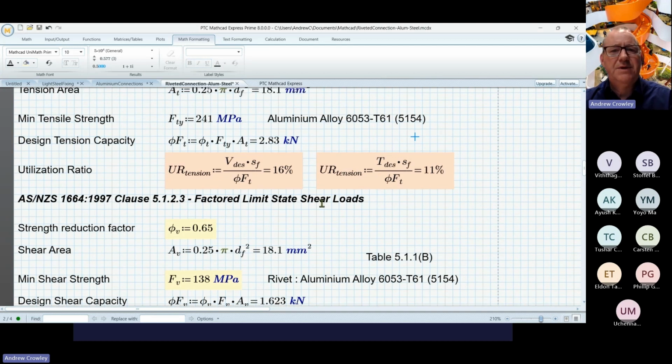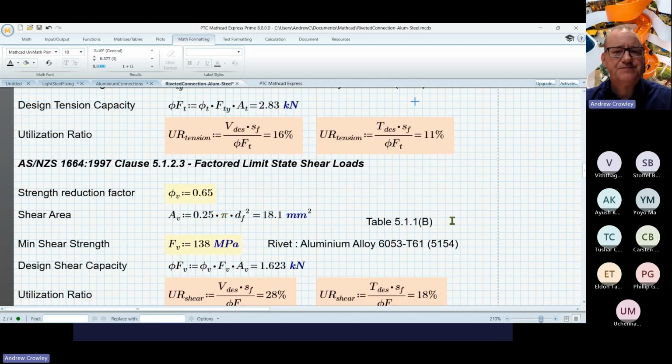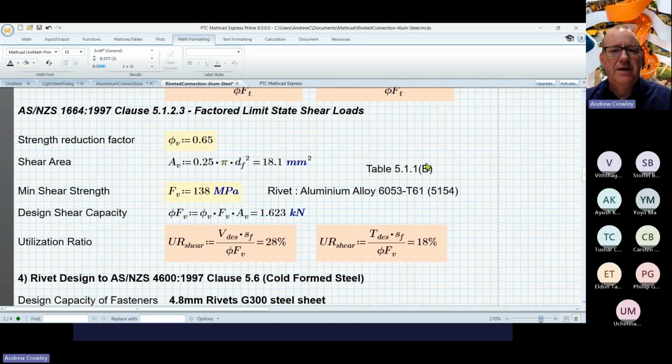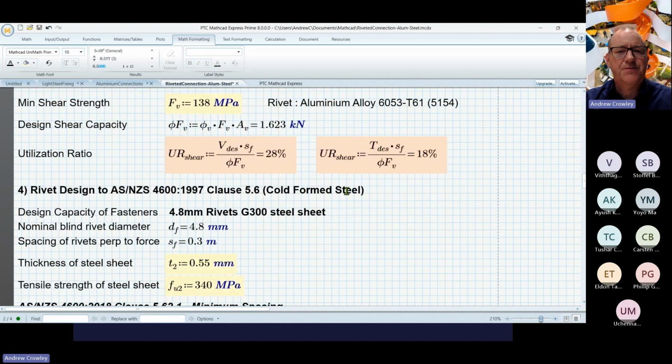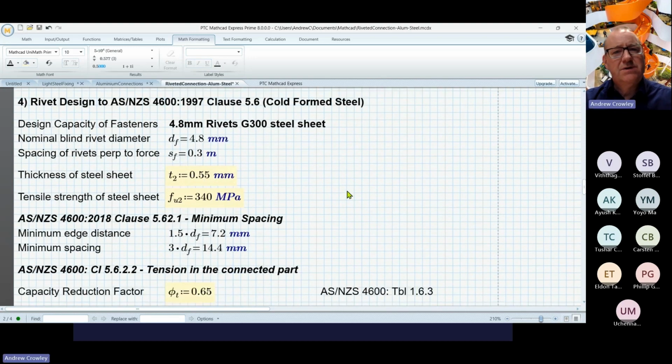We've also already put in the spacing of the bolts. The SF is the spacing of the rivets. Then look at the shear loads that you're applying and the shear capacity. So you're looking at the shear capacity of the rivet, and it's not usually the rivet that's a weak point, but it's worth checking. Then we go on to the other component.